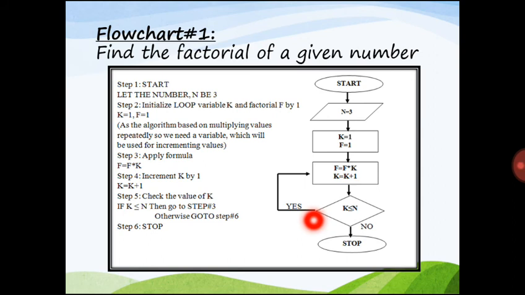Why? Because we are basically taking a decision on the basis of yes or no. If the condition is not satisfied, it will stop, but if the condition is satisfied, it will go to the step on which we have performed the formula and the increment or decrement of the specific value. So this was the simple algorithm transformation into flowchart.